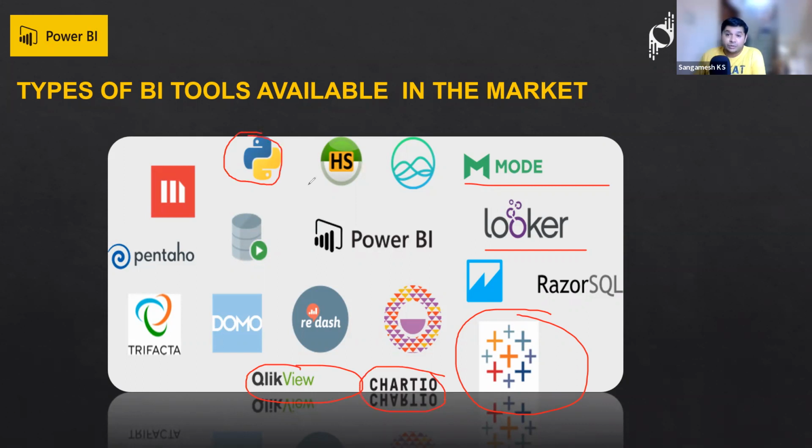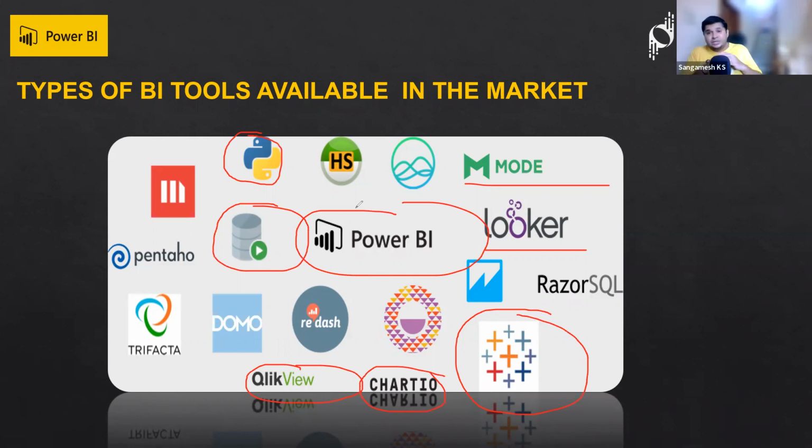In Python, you have something called Python Dash, which is used for building dashboards. In R, we have something called Shiny R, wherein we can also build dashboards. Along with that, you have SQL Server and Power BI, which is what we are learning. But there are numerous BI software packages available in the market.